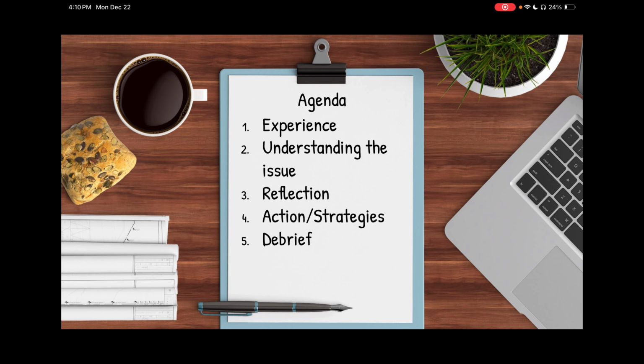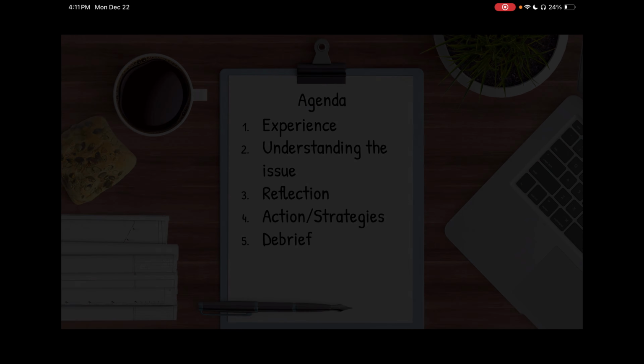So here's our agenda for what we're going to be following today and kind of the guidelines of what we're going to be going through. So we're going to be experiencing what it's like to be an English learner student and someone who might not understand the instruction that they're being taught because it's in a language they don't understand. And we're going to understand why it's an issue and really reflect on that, some things that we've learned about it, and then some actions and strategies that we can do to help decrease this issue, and then debrief, seeing what we can do to help these students.